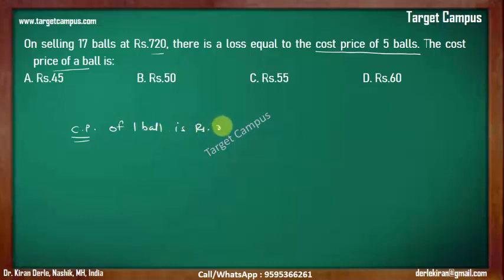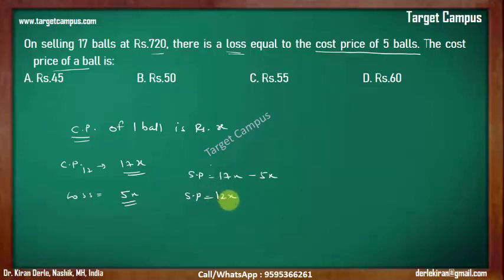is rupees X. So let's see, what is the cost price of 17 balls? CP of 17 balls will be 17x, right? But these 17 balls are sold at a loss equal to the cost price of 5 balls. So this is sold at a loss, and that loss is equal to cost price of 5 balls, that is 5x, right? So when things are sold at a loss, the selling price in this case will be 17x minus 5x, right? The selling price would be 12x, right?